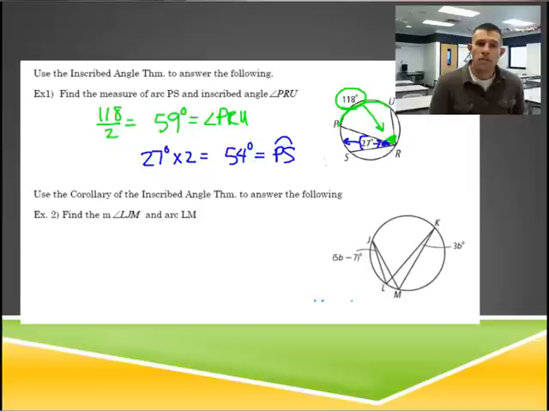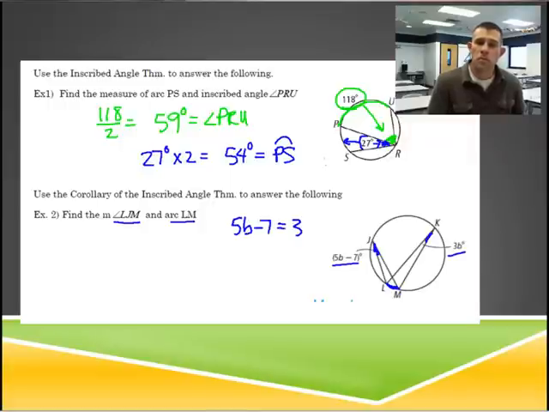In example 2, it says to use the corollary and find the measure of angle LJM and arc LM. Well, if I take a look at my picture here and what I'm given, I see that this angle LJM is right here. It's this tiny one, and it intercepts this arc LM. Well, if I take a look here at LKM, I see that this little tiny angle here also intercepts the same arc. Well, two inscribed angles that intercept the same arc must be equal to each other.